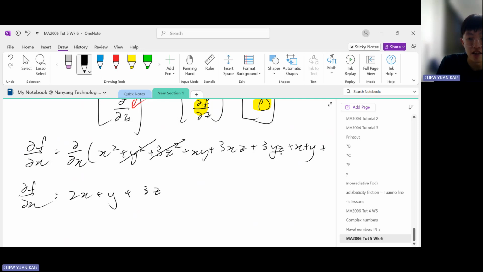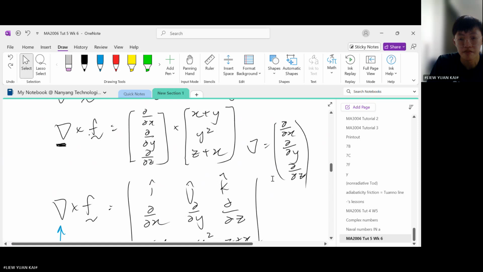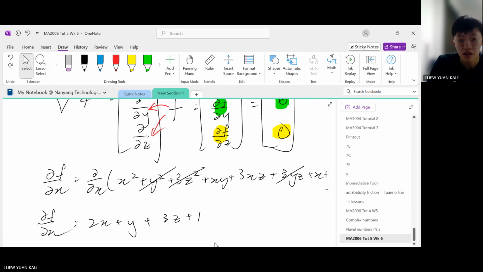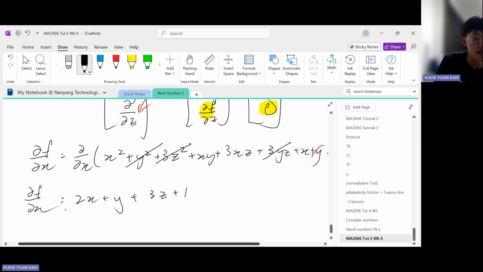Then y and z are constants, and the derivative of a constant is just 0. The derivative of x is just 1. The derivative of y is just 0 because it's a constant also. The derivative of 2z is just 0 because it's a constant also. I'm not going to write this. The derivative of 10 is a constant, so it's also 0. So the last 3 terms are all 0 because the derivative of a constant is 0. Like that, we have our first partial derivative.